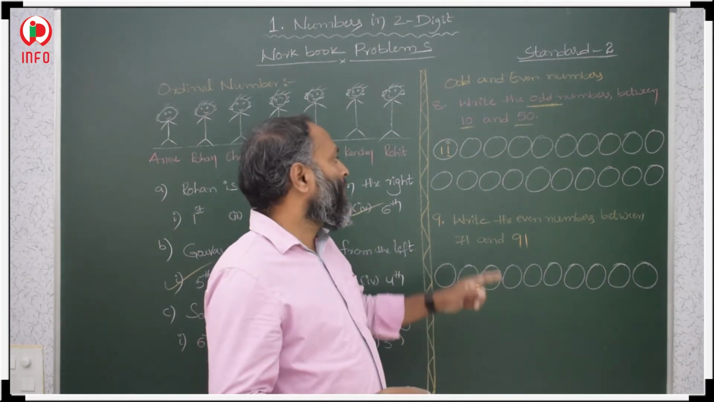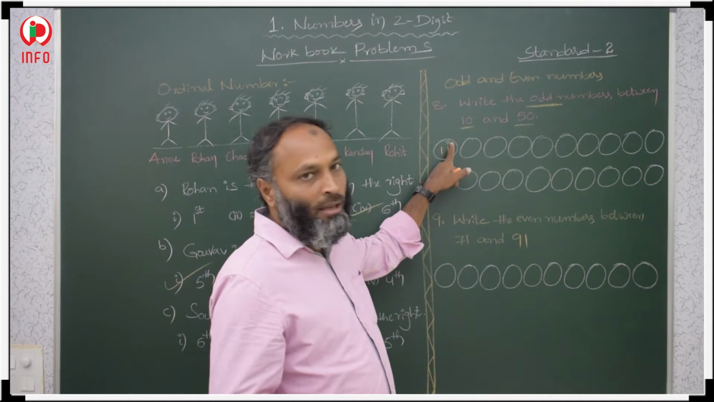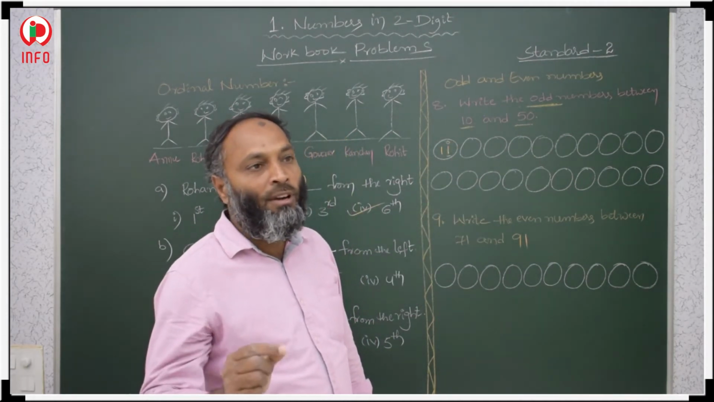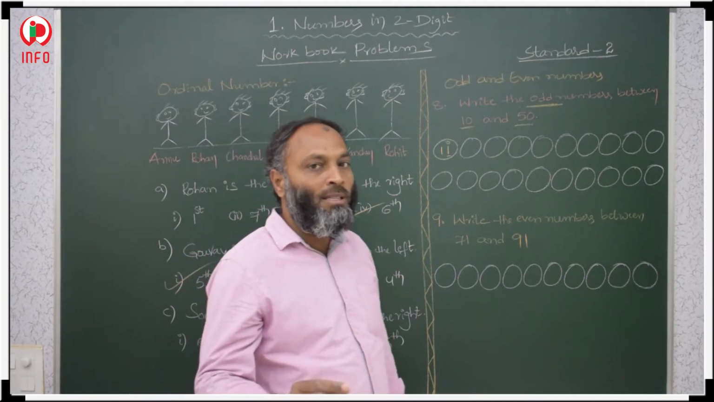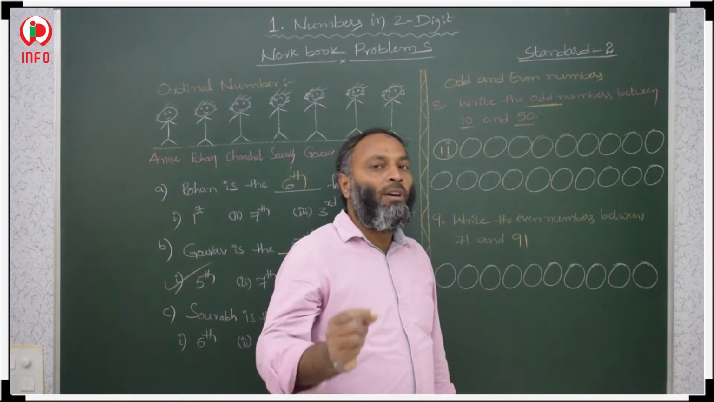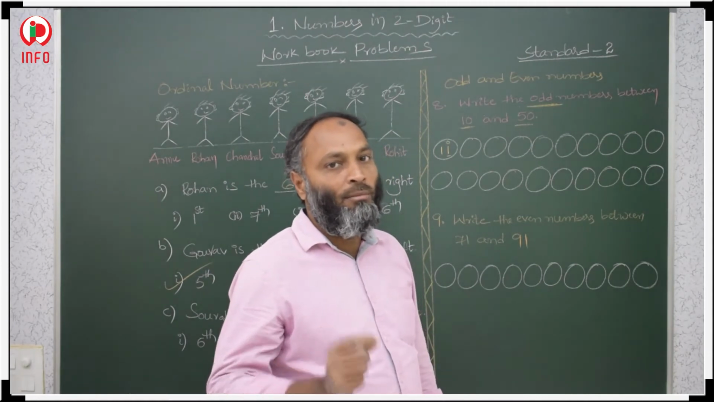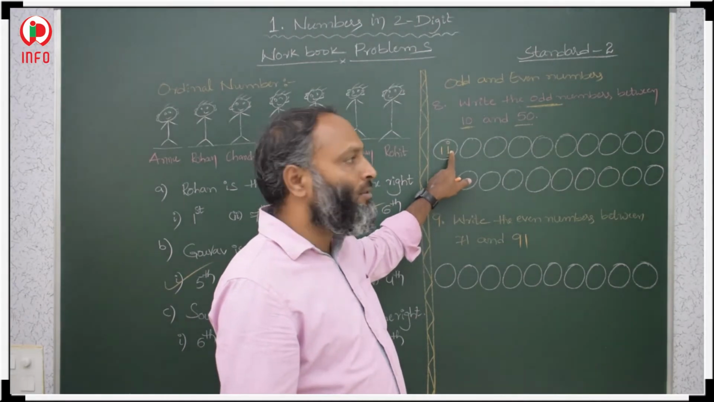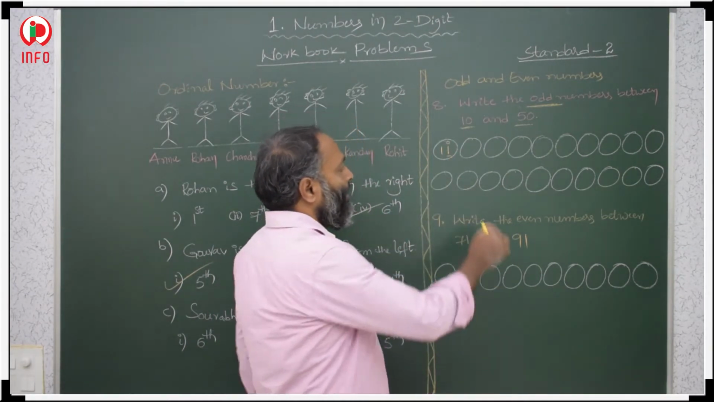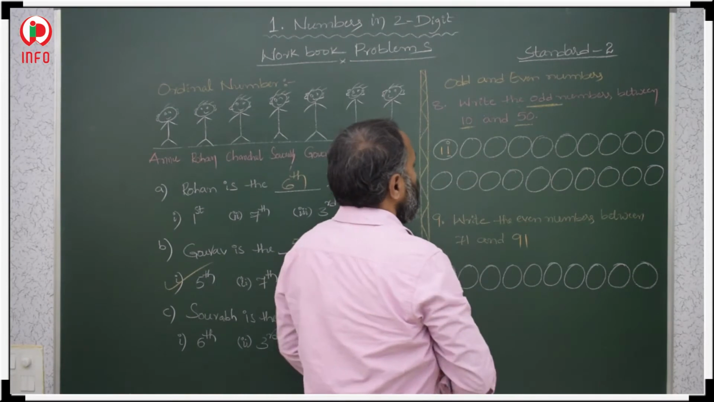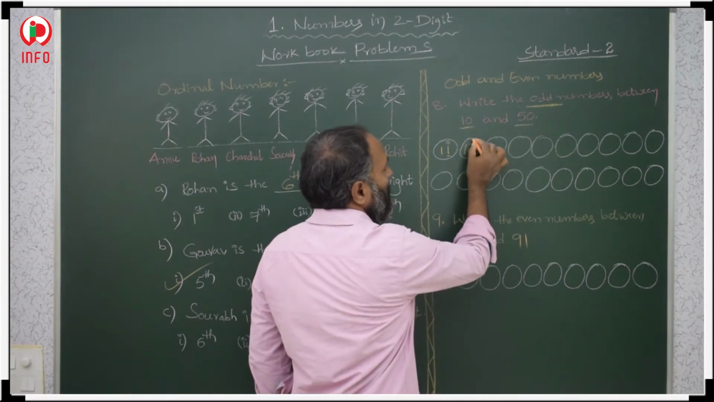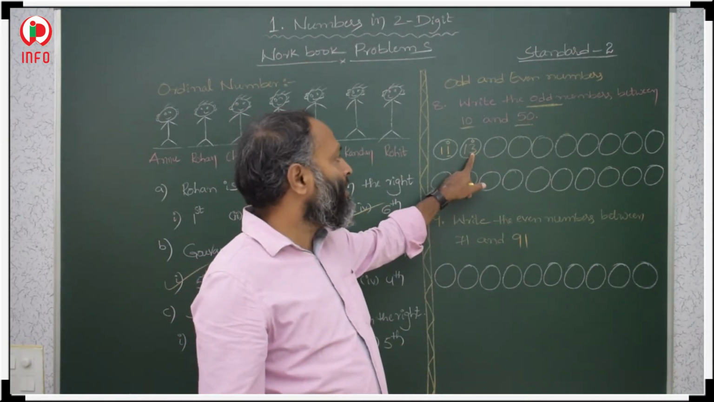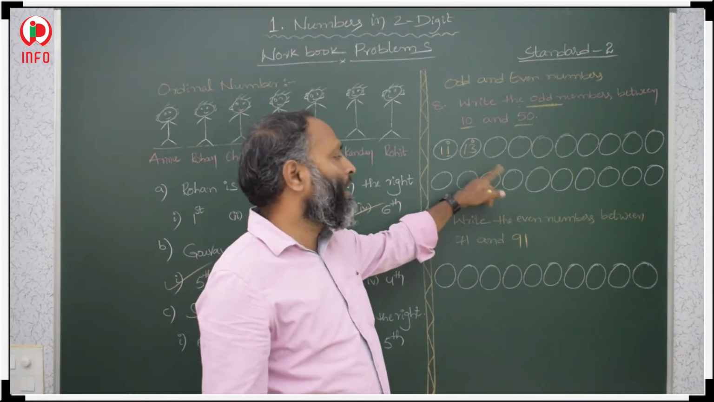So by observing the ones place, what is in the ones place? If an odd digit is there, then the number is odd. If an even digit is there, then the number is even. Here 11: in the ones place 1 is there. So this is an odd number. After 11, 13 will come. In the ones place 3 is there. So 3 means odd number, so the complete number is odd.